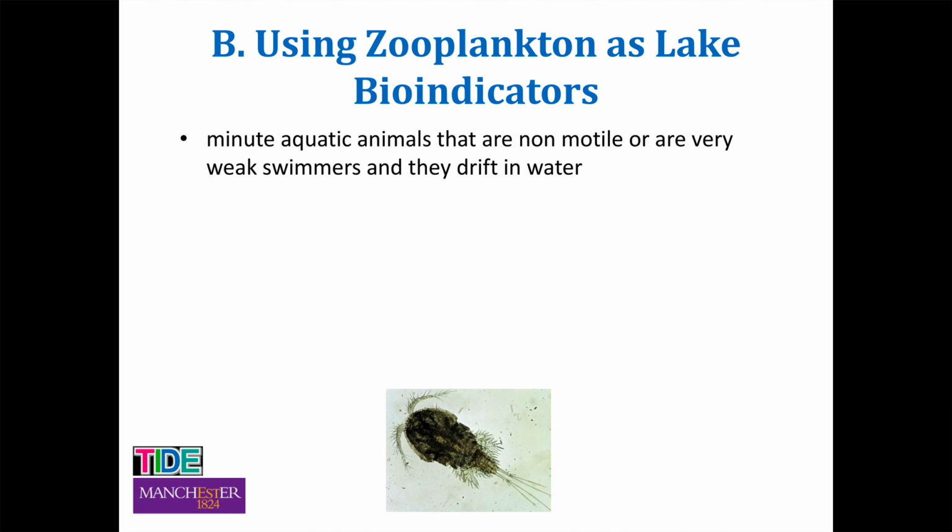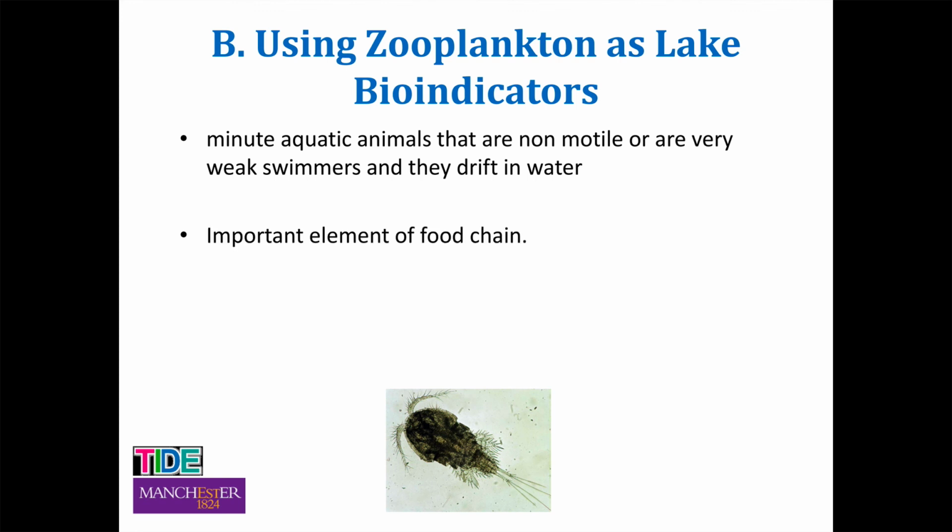In your lakes, you can use phytoplankton, and you need to look out for cyanobacteria. You can also look at zooplankton as your lake bioindicator for health. Now these are minute aquatic animals that are non-motile or very weak swimmers. They can move around a bit and they drift in the water. That's what plankton means. It means drifters.